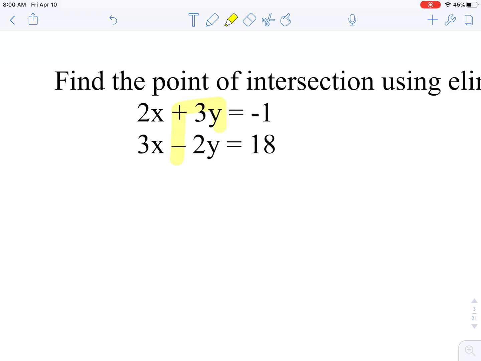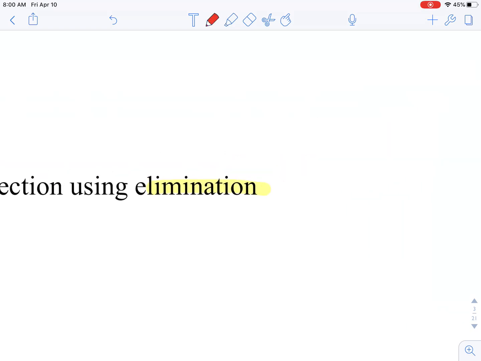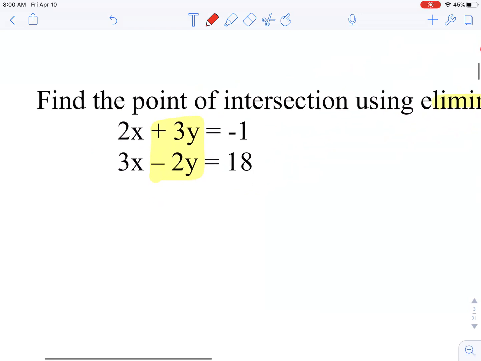Sometimes they'll have some problems where you only have to multiply one equation or maybe none. The first thing you want to do is think about what letter to eliminate. When you eliminate, you want things to be equal to 0, which means to get something to be equal to 0, we need to have the same number and opposite signs. You could eliminate both x or y, it does not matter. I'm personally going to choose to eliminate the y because they already have opposite signs.